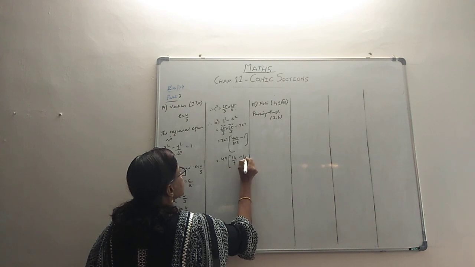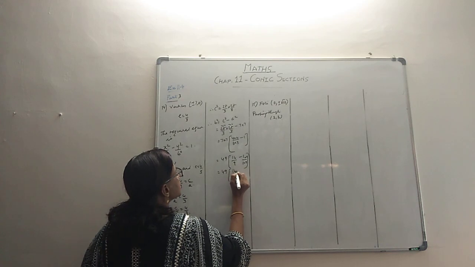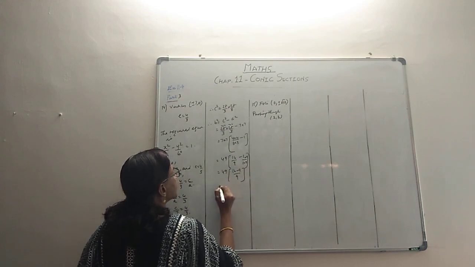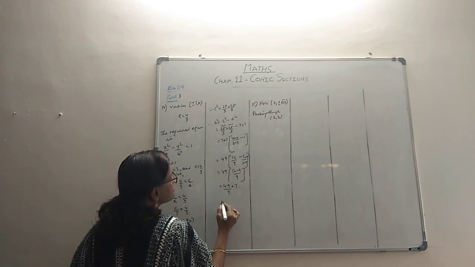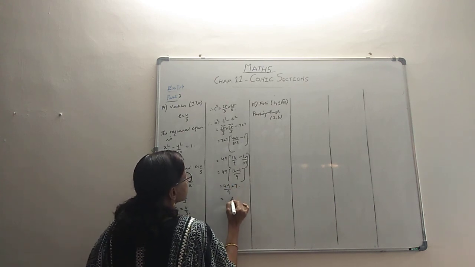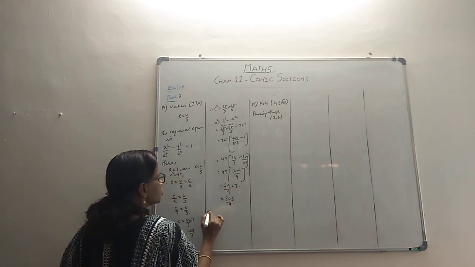So you have to equalize with 9. You are left with 49 into 16 minus 9 whole by 9, and that is 49 by 9 and 7. That's it. So this we have to get the value. 9 7s are 63, 28 and 6, it's 343 by 9. That's all. So you get the equation.